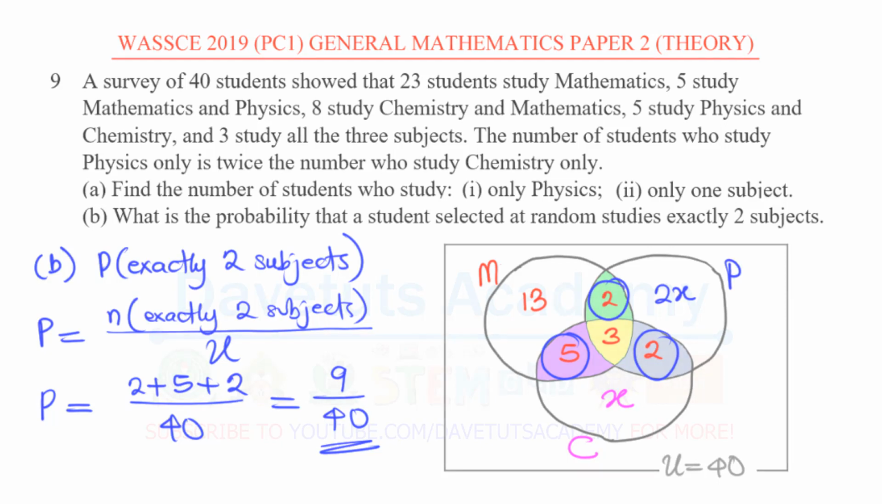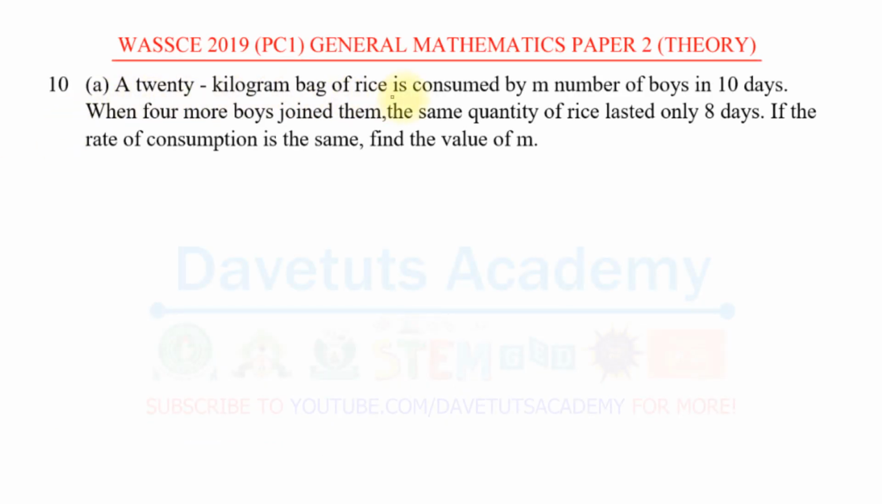All right. A 20-kilogram bag of rice is consumed by M number of boys in 10 days. Okay, I guess those boys must really be hungry. When 4 more boys joined them, the same quantity of rice lasted only 8 days. Then we are told that if the rate of consumption is the same, we have to find the value of M. So let's try and interpret the question.